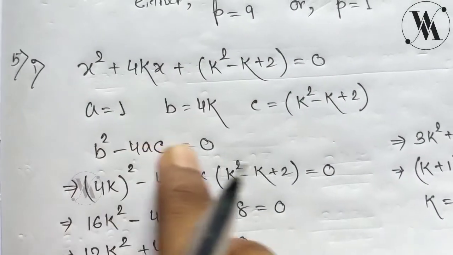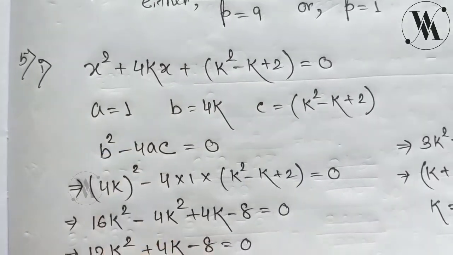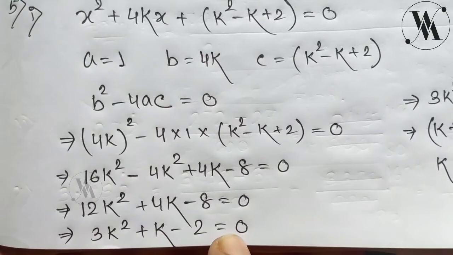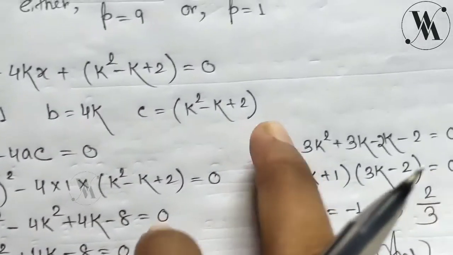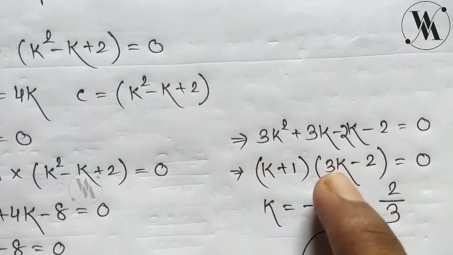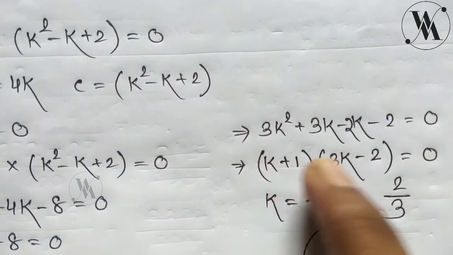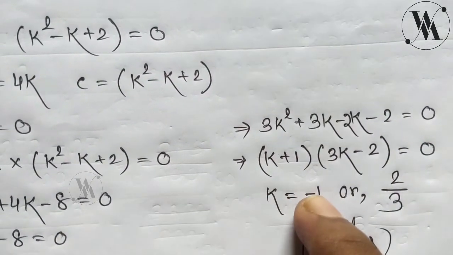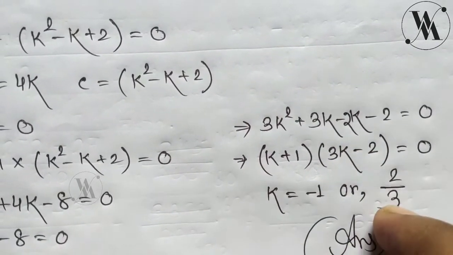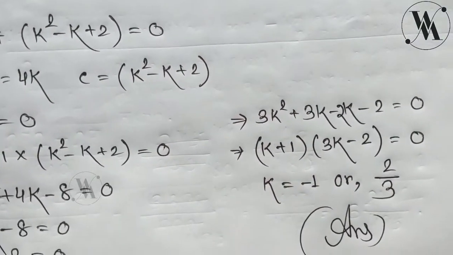Now as b square minus 4ac equals 0, put down the values of a, b and c in this equation, and we get 3k square plus k minus 2 equals 0, which is also a quadratic equation. Solve it by middle term factorization, so that becomes k plus 1 into 3k minus 2 equals 0. So either k plus 1 equals 0, that means k equals minus 1, or 3k minus 2 equals 0, that means k equals 2 by 3. So the value of k equals minus 1 or 2 by 3.